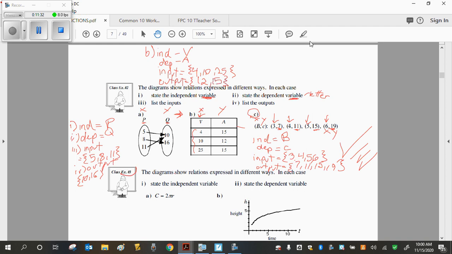Go ahead and try your best. Example 3. I will give you a couple minutes to try to figure those ones out. Good luck. Please pause.